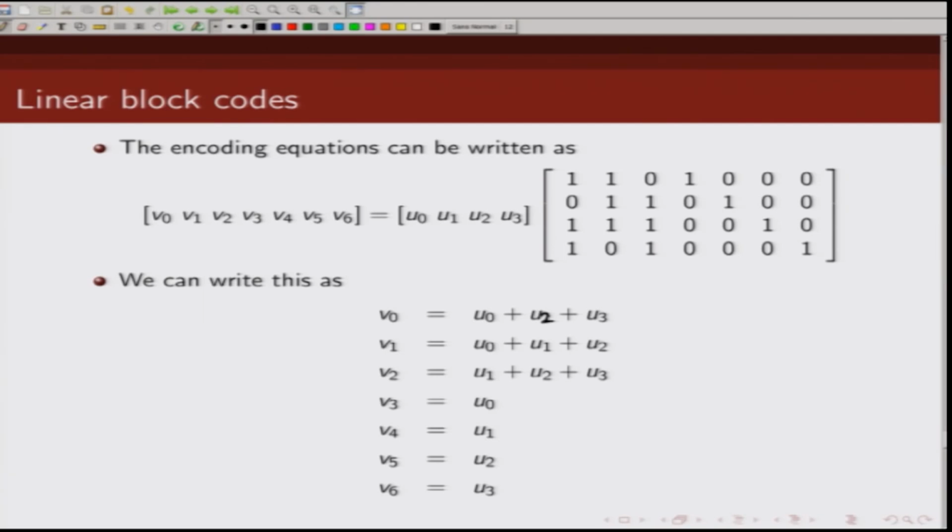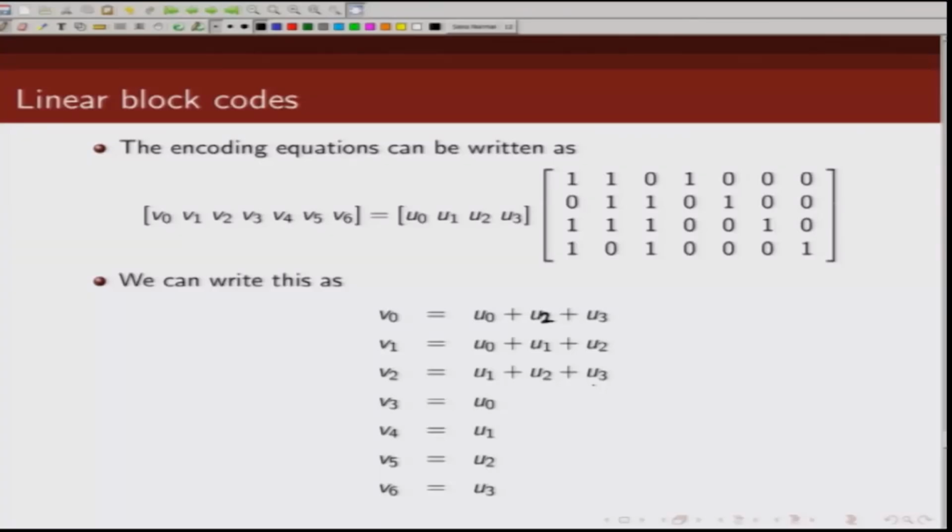Similarly, what is V1? V1 is given by U0 plus U1 plus U2. V2 is given by U0 into 0, U1 into 1, U2 into 1, and U3 into 1. So, V2 is given by U1 plus U2 plus U3. So, that is what I have here. What is V3? V3 is given by U0 into 1 and the rest are all 0. So, V3 is nothing but U0. Similarly, V4 is U1, V5 is U2 and V6 is U3.